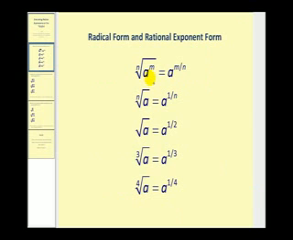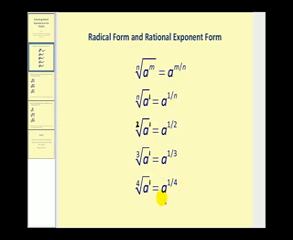The nth root of a to the m power is equal to a to the power of m divided by n. So if we have the nth root of a, this would be a to the first. So in rational exponent form, we'd have a to the power of 1 divided by n. If we have the square root of a, the index would be 2, the exponent on the a would be 1, so that would be equal to a to the 1/2 power. The cube root of a would be a to the 1/3 power, the fourth root of a would be a to the 1/4 power, and so on.